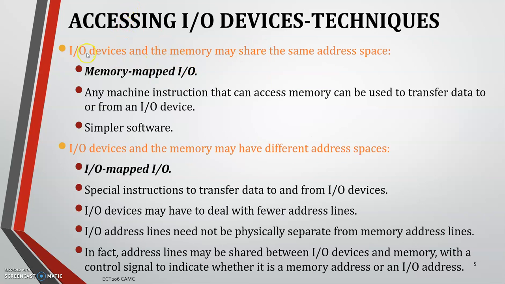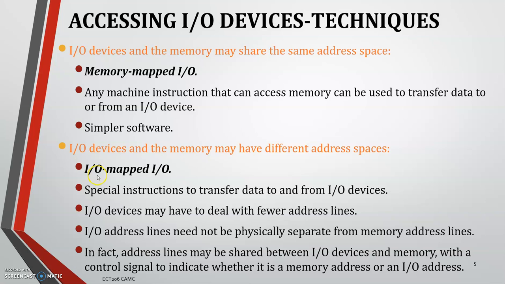Accessing an I/O device: the I/O device and the memory may share the same address space. We know that the memory is connected to the processor and the I/O device is connected to the processor. For each memory location, we have different addresses. So the same address space is used to address the memory and the I/O device. That is called memory mapped I/O. Any machine instruction that can access memory can be used to transfer data to or from the I/O device. This is simpler software.